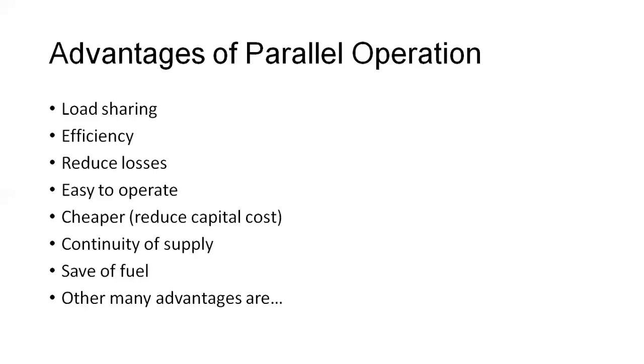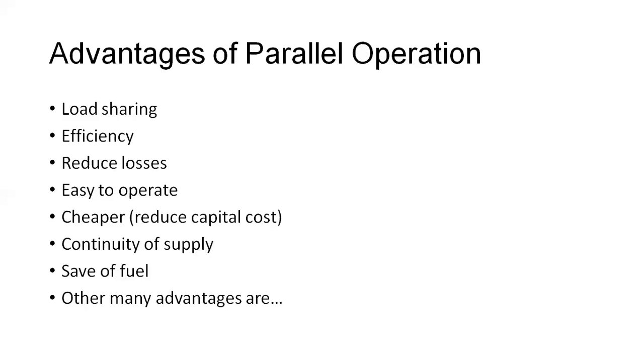That is, the load is being shared, the efficiency increases, and the losses are also being reduced. These are the very important points: load sharing, efficiency increase, and reduction of losses. As the current is being divided, the I square R loss is also being reduced. Clear?